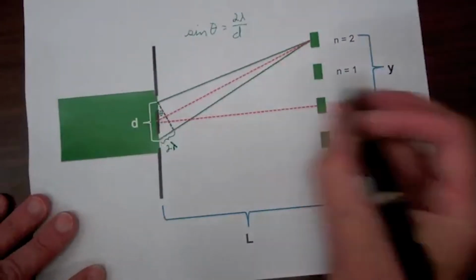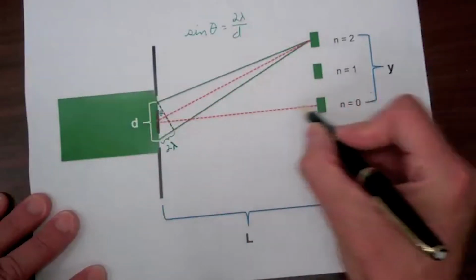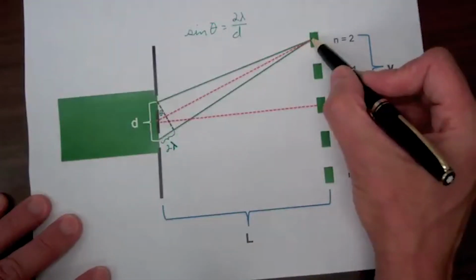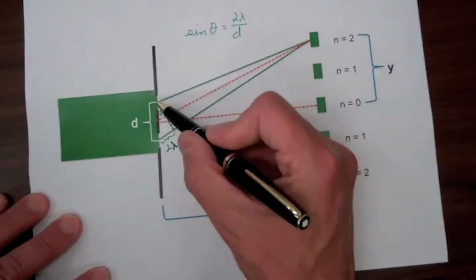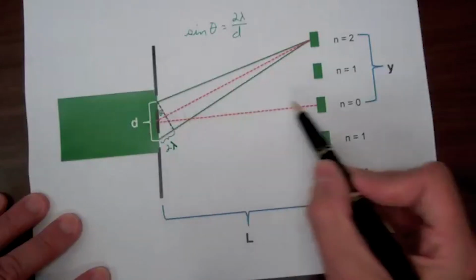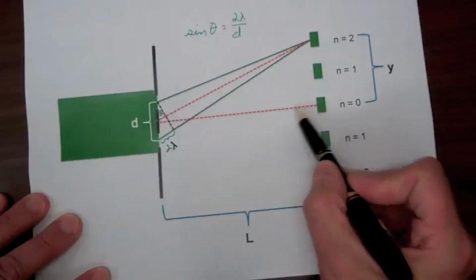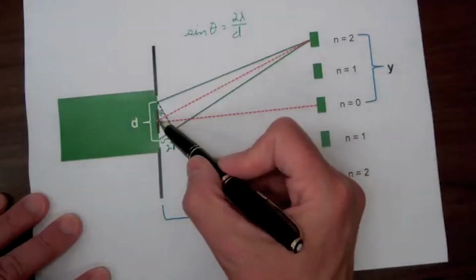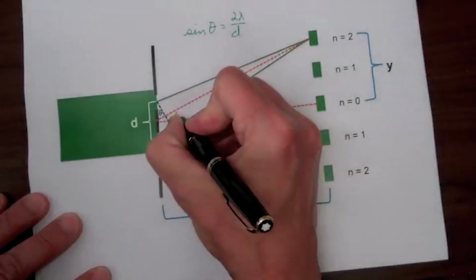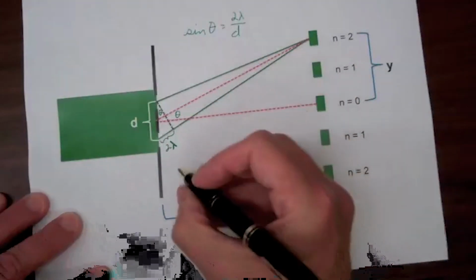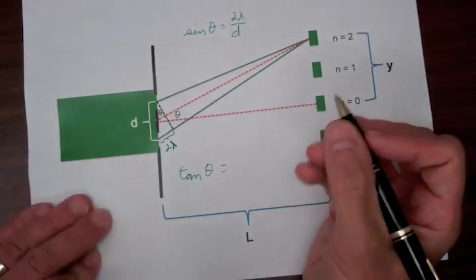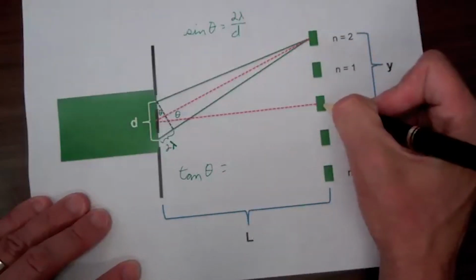Now, if we look at this right triangle, where the hypotenuse is the distance from the midpoint of the slits to the interference fringe we're looking at, we see that the hypotenuse is perpendicular to this line, and the line from the center of the slits to the 0 order interference fringe is perpendicular to the hypotenuse of our original triangle. So this angle here is also theta. Now the tangent of theta is going to be y over L.